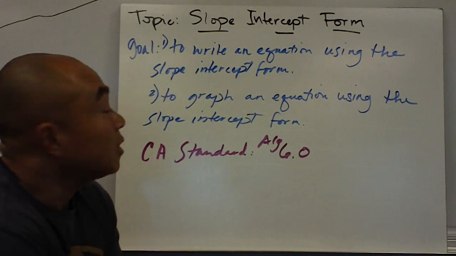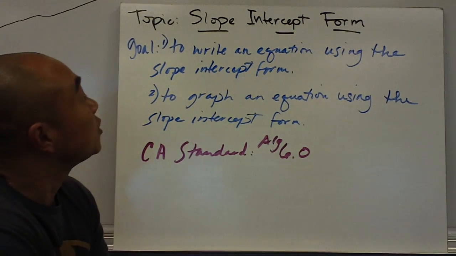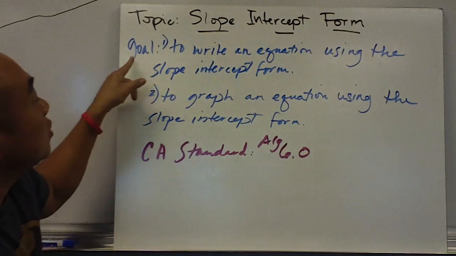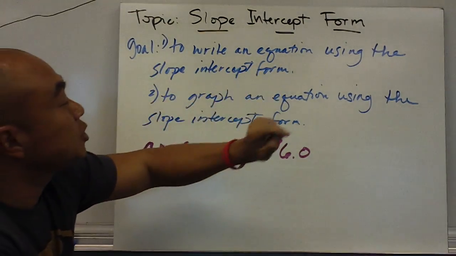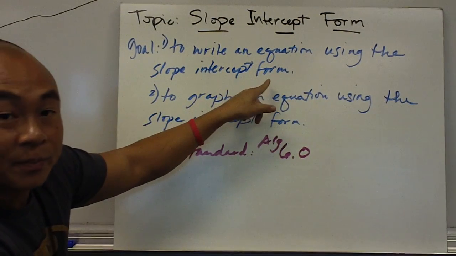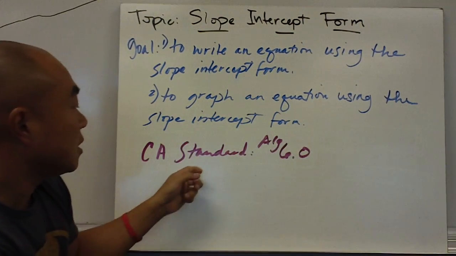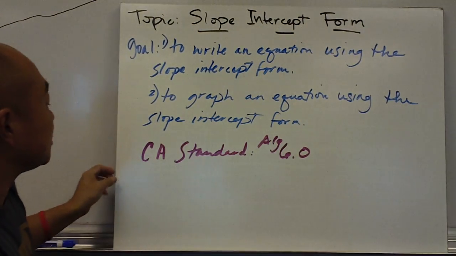Alright, hi, Mr. Ko here, and today's topic is slope-intercept form. Our goals for today are to write an equation using the slope-intercept form, and to graph an equation using the slope-intercept form. Our California standard that we're going to hit today is Algebra 6.0.